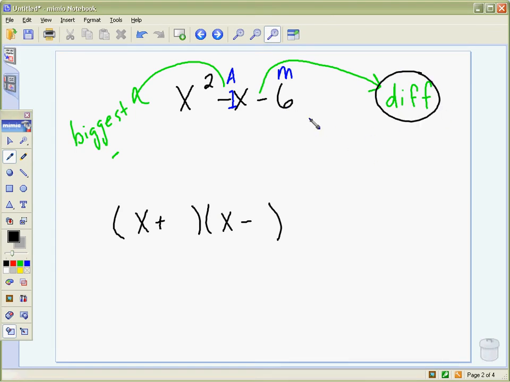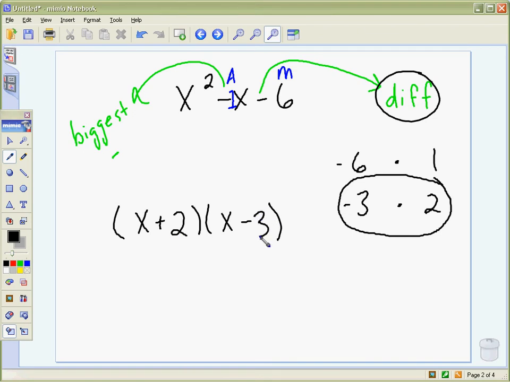Now let's look at all the ways I can multiply to get to 6 again. 6 times 1, 3 times 2. My signs are different. The biggest one's negative. That means the 6 is negative and the 3 is negative. Both sets of numbers multiply to get to negative 6, but this is the only set that adds to get me negative 1. Negative 3 plus 2 is negative 1. So my answer is x plus 2, x minus 3.